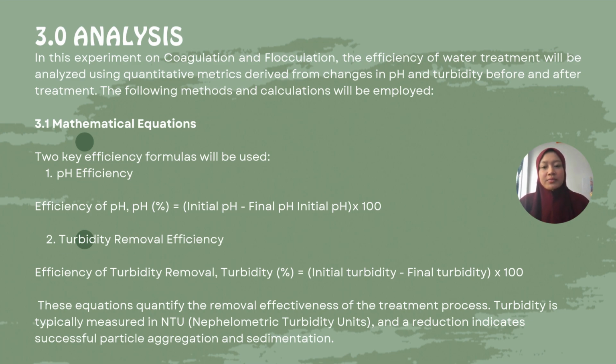The second one is turbidity removal efficiency. The efficiency of turbidity removal in percent equals initial turbidity minus final turbidity, times 100. This equation quantifies the removal effectiveness of the treatment process. Turbidity is typically measured in NTU, meaning nephelometric turbidity units, and a reduction indicates successful particle aggregation and sedimentation.